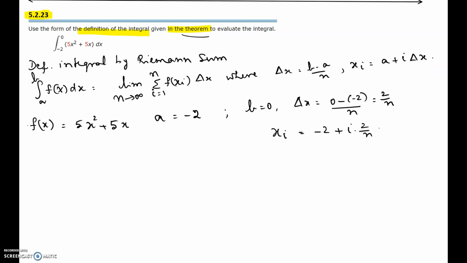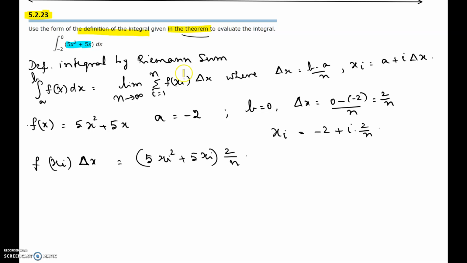Here we will recognize f(x), a, b, delta x, and x_i. f(x) is the integrand, which is 5x squared plus 5x, a is the lower limit, which is negative 2, and b is the upper limit, which is 0. Then delta x from the relation (b minus a) over n is 2 over n. x_i is a plus i delta x, where a is the lower limit, so negative 2 plus i times 2 over n.